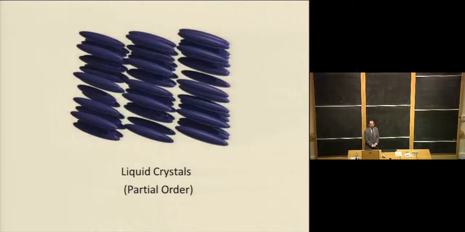You can have situations where you have partial order, where there's some amount of flowing and some amount of crystallinity, or some amount of order that remains. So this picture is what's known as a liquid crystal.